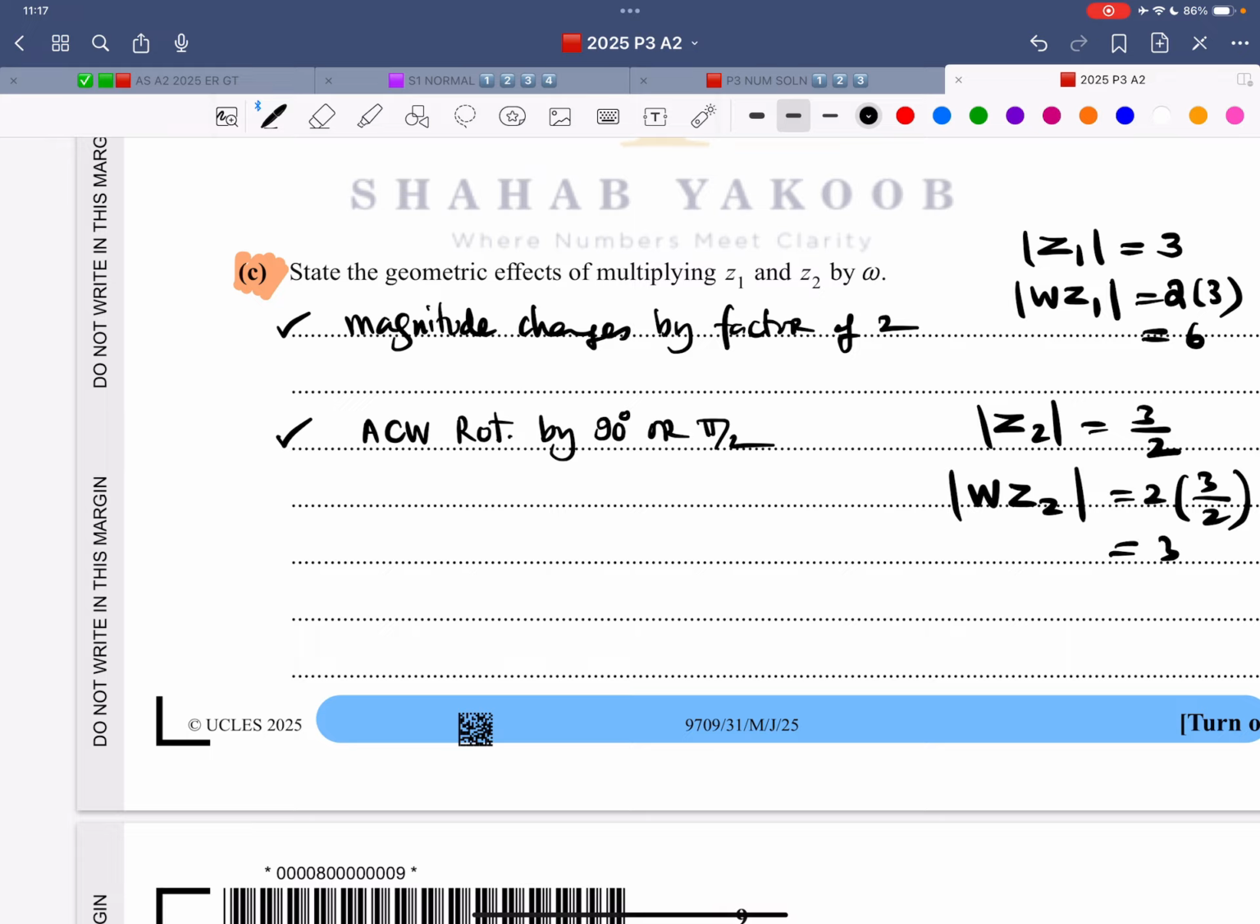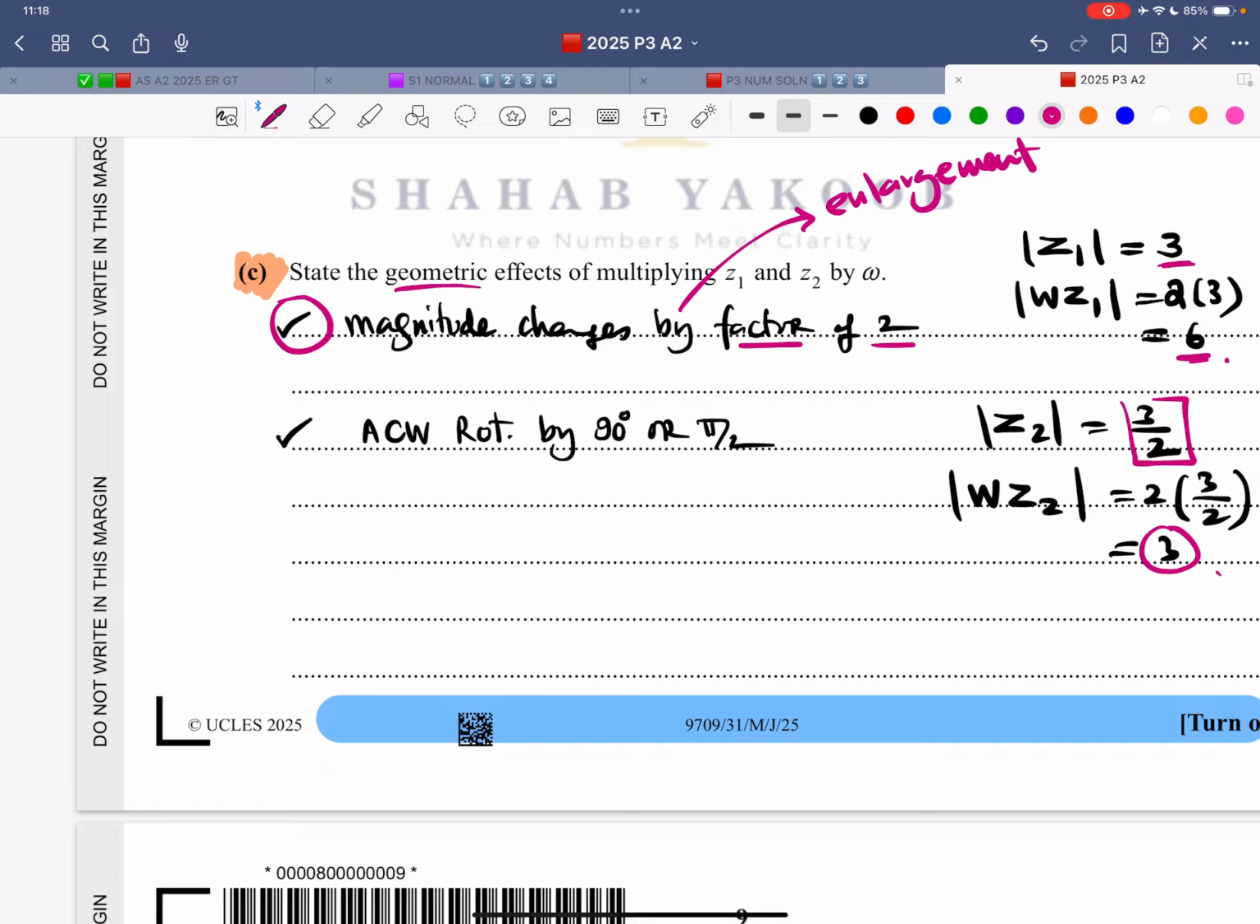So isn't this magnitude changing by a factor of 2? Can I call it enlargement? Because they're talking about geometric effect, they're talking about transformation. So transformation with a factor of 2. If this has a magnitude of 3, that's double the magnitude. If this has a magnitude of 3 over 2, that's double the magnitude. So that is the first thing.